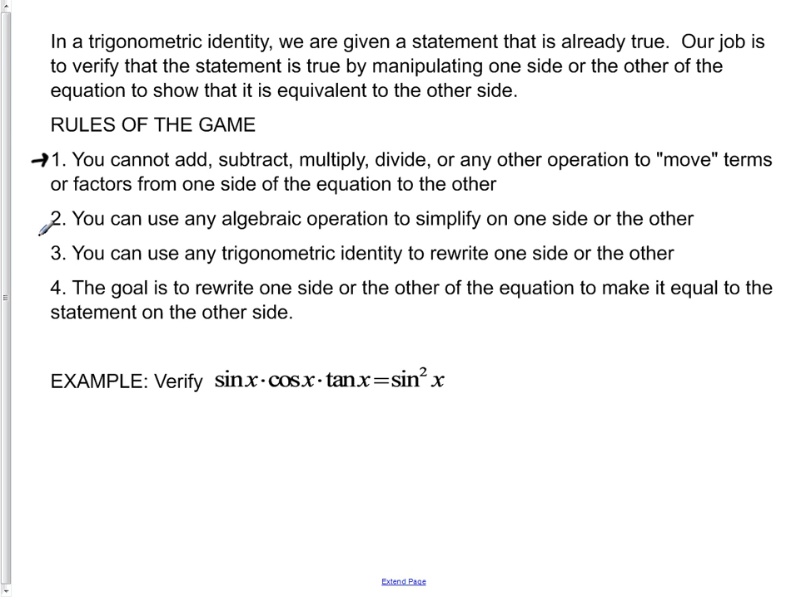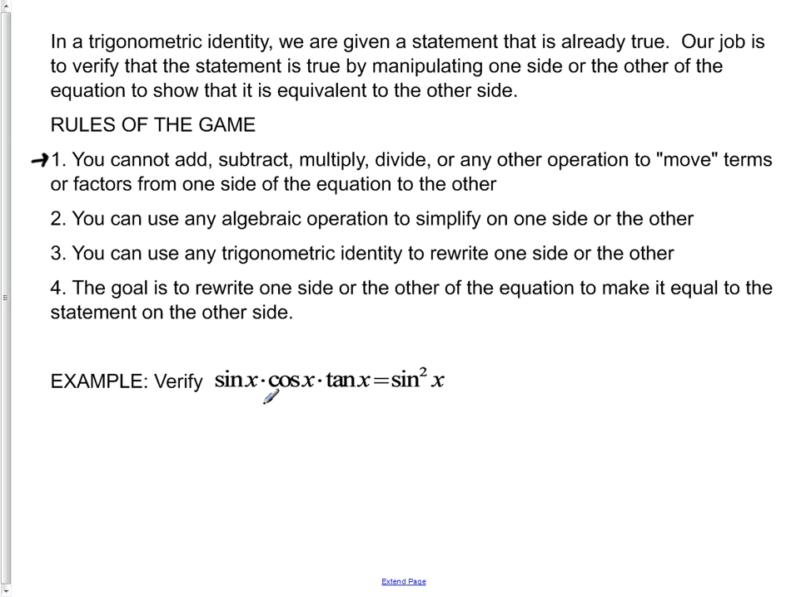Number two, we can use any algebraic operation to simplify on one side or another. So multiplication, factoring, adding like terms, combining with common denominators, and so on can be used. Then we can also use the corresponding trigonometric identity to help us rewrite one side in terms of the other. Our overall goal is to rewrite one side or the other side of the equation to make both sides of the equation equal, thus verifying our identity.